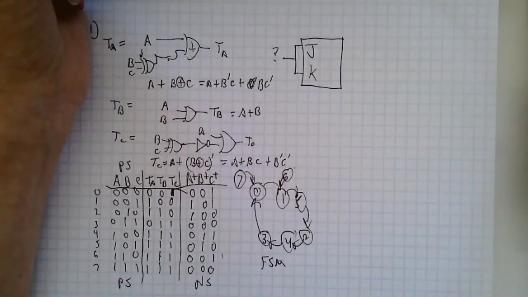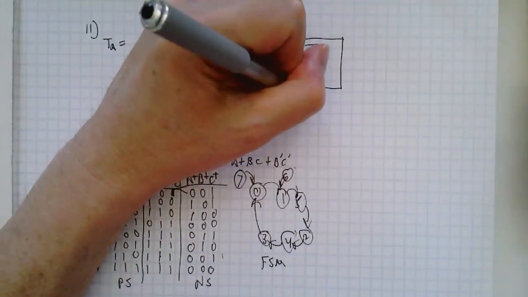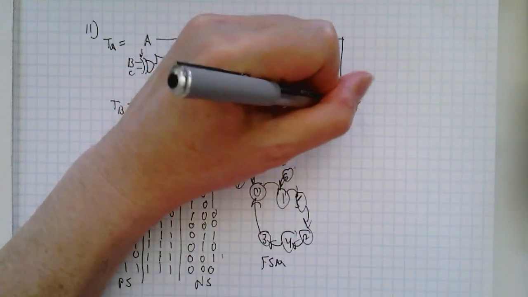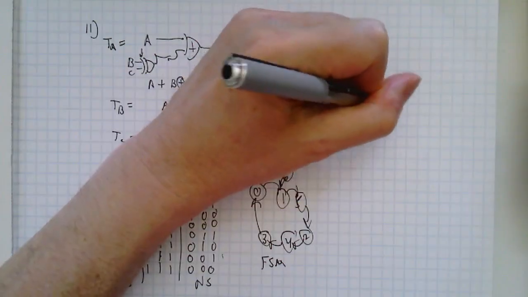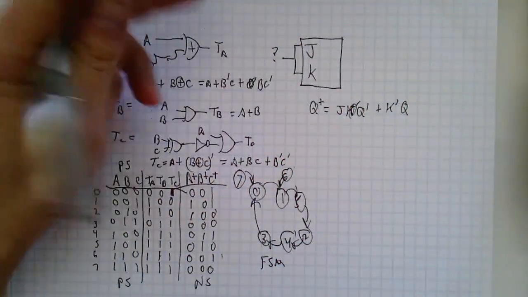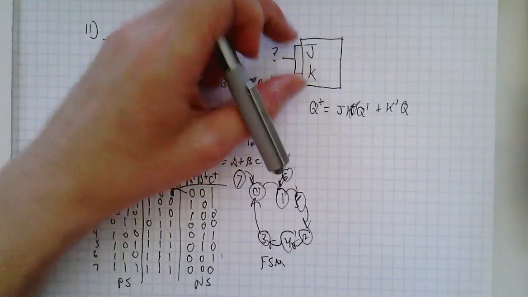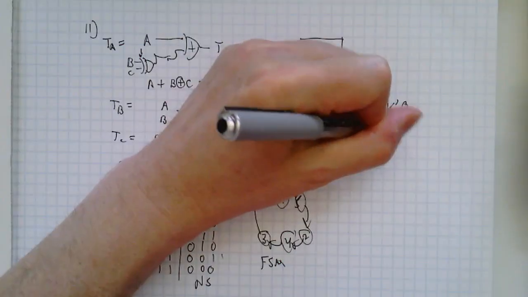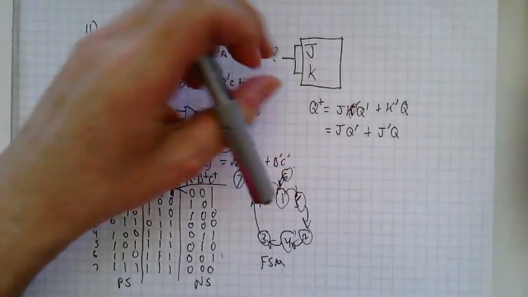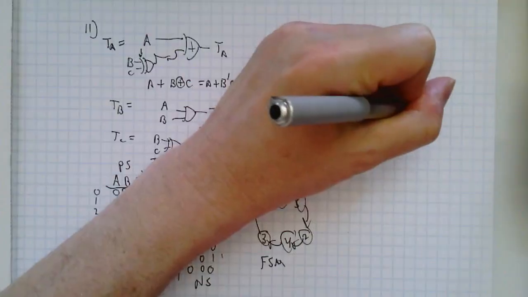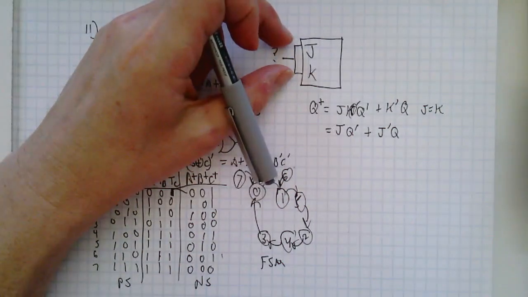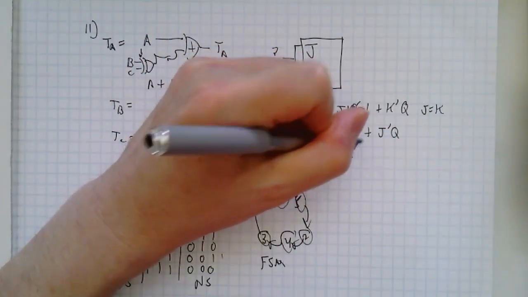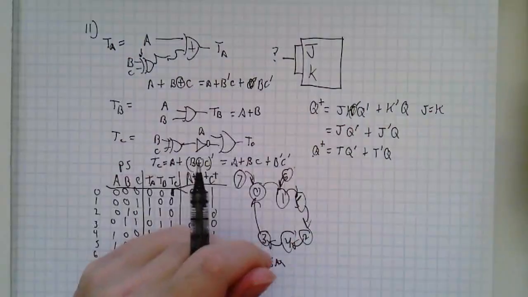Well, let's do this. Q plus is equal to J Q prime or K prime Q. If I wire them together, J equals K, so then this becomes J Q prime or J prime Q. That's if you wire them together, assuming J equals K, because I added a wire. Well, toggle flip-flop, Q plus, is equal to T Q prime or T prime Q. So if you wire these together, you built a toggle flip-flop.